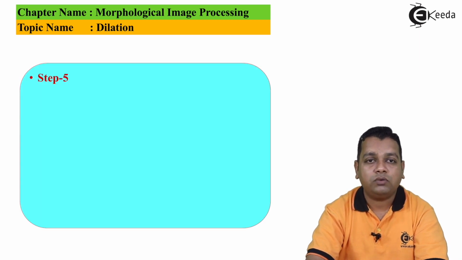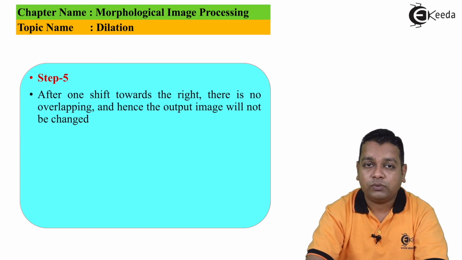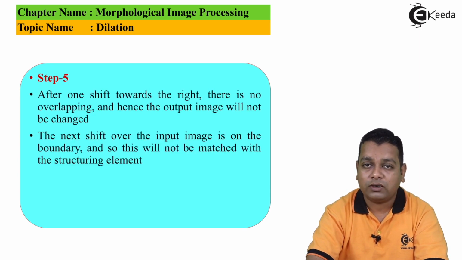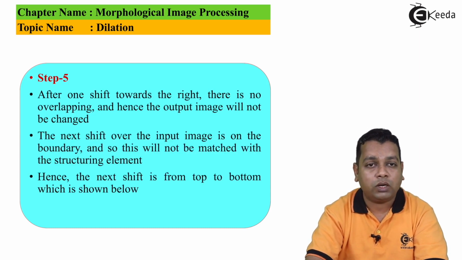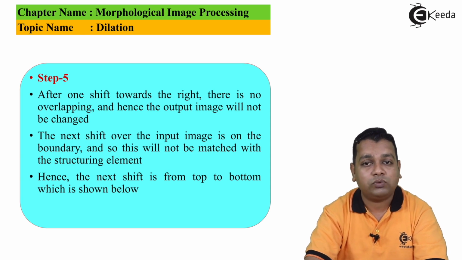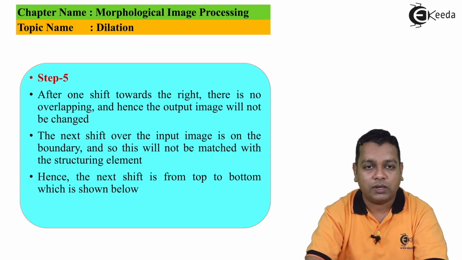So step number 5 is to be there. After a shift of 1 unit towards the right hand side, again there is no overlapping, and hence the output image will not be changed. The next shift over the input image is on the boundary, and so this will not be matched with the structuring element. Hence the next shift is from top to bottom, which can be shown below.